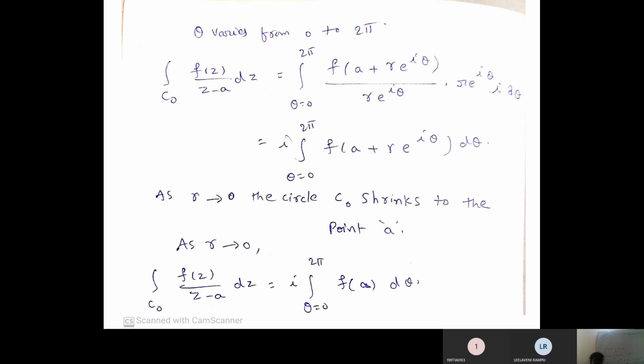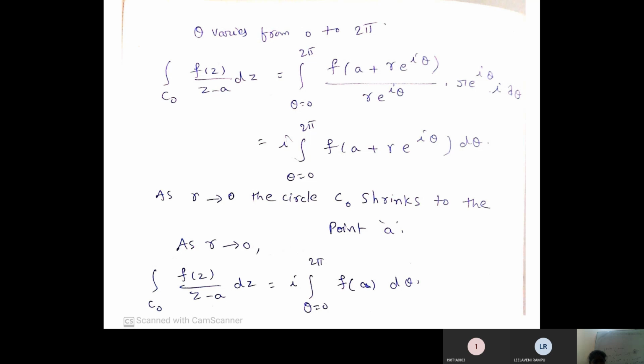Now, as r tends to 0, r means radius. If the radius tends to 0, C naught is a circle with center A. If the radius becomes smaller and smaller, then it reaches the center. So if r tends to 0, the circle C naught shrinks to the point A.